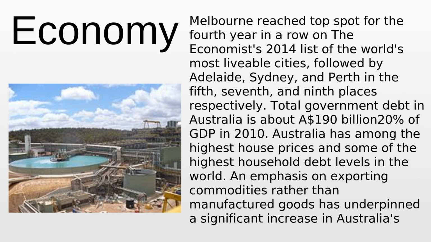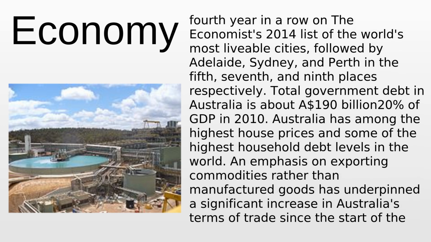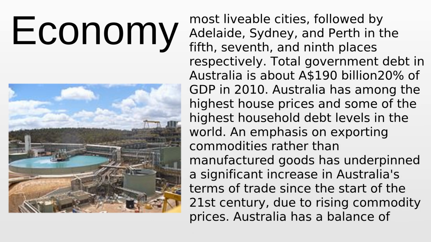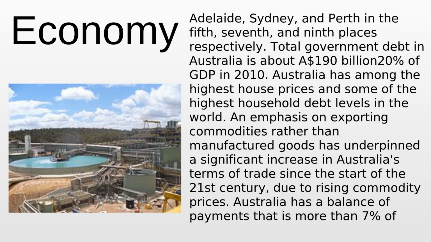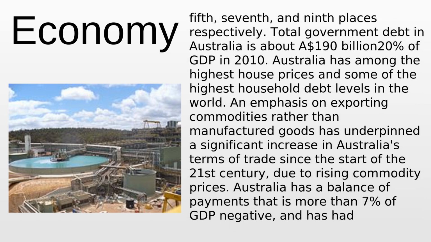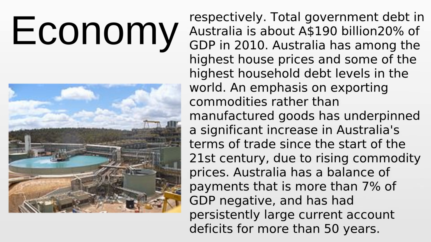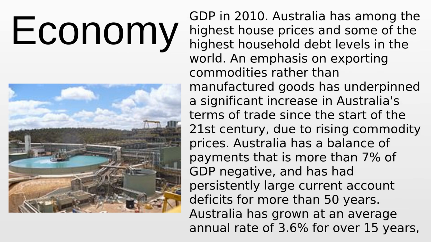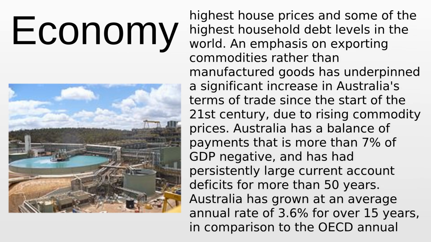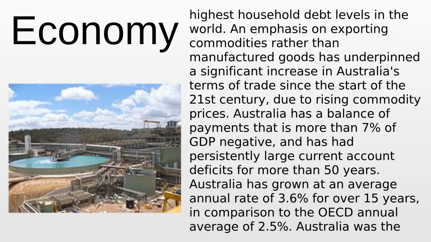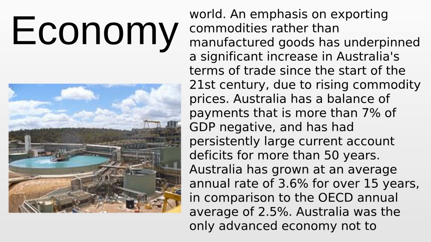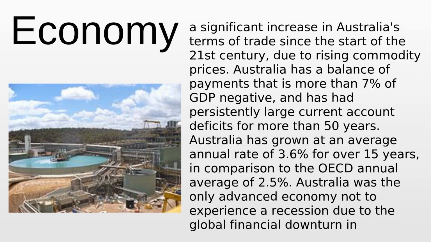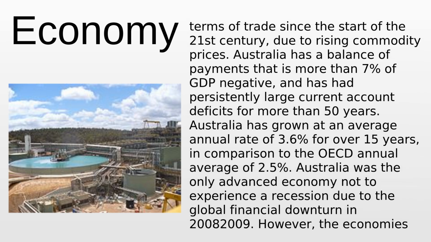Melbourne reached top spot for the 4th year in a row on The Economist's 2014 list of the world's most livable cities, followed by Adelaide, Sydney, and Perth in the 5th, 7th, and 9th places respectively. Total government debt in Australia is about 190 billion Australian dollars, 20% of GDP in 2010. Australia has among the highest house prices and some of the highest household debt levels in the world. An emphasis on exporting commodities rather than manufactured goods has underpinned a significant increase in Australia's terms of trade since the start of the 21st century.